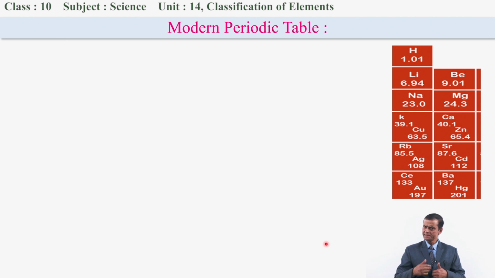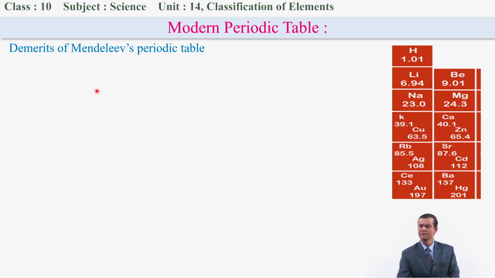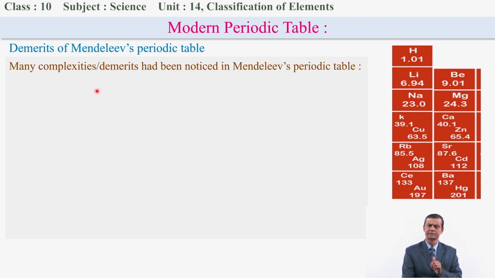Now, let's talk about the modern periodic table. Before talking about the modern periodic table, why was the modern periodic table formulated? What is the reason behind it? Does Mendeleev's periodic table fulfill all the characteristics of the elements? Here are some demerits, or weaknesses, of Mendeleev's periodic table. So, over these demerits, the modern periodic table was proposed. What are the demerits? Let's discuss.